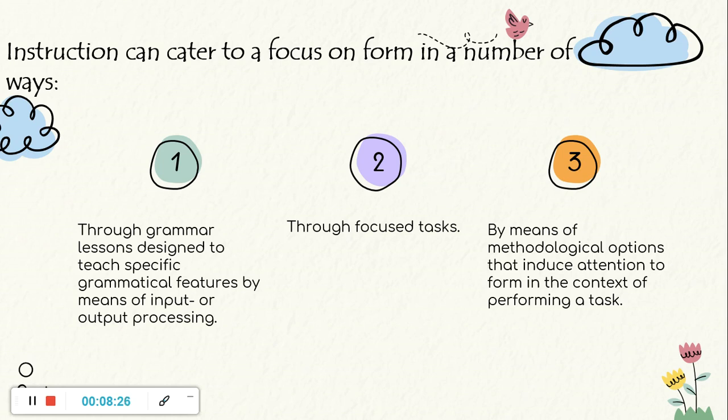2. Through focused tasks. After they have learned about language learning, the students are given a task. It requires them to comprehend and process specific grammatical structures in the input and/or to produce the structures in the performance of the task. And 3. By means of methodological options that induce attention to form in the context of performing a task. After they have learned about language learning and the task, the students could practice what they have got from the English teachers through performing tasks.